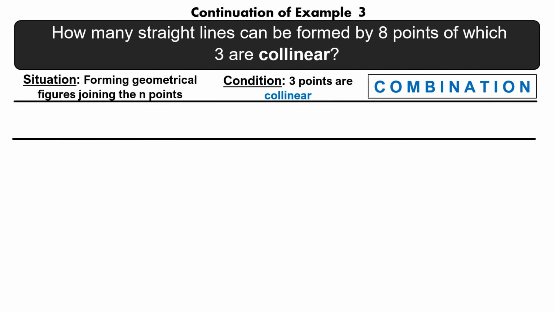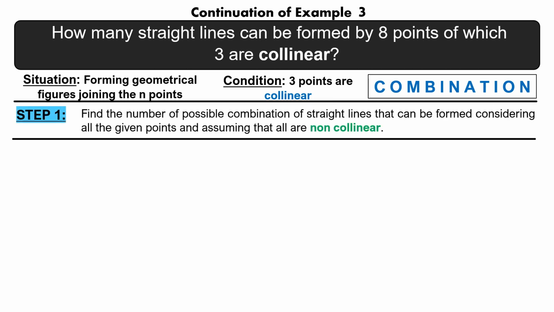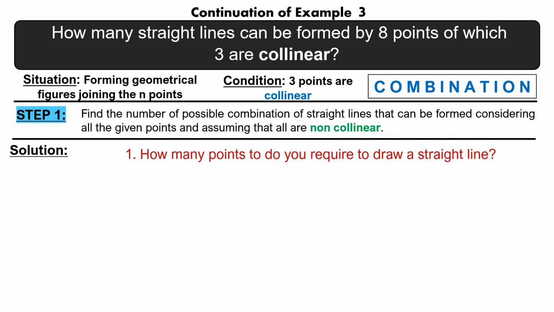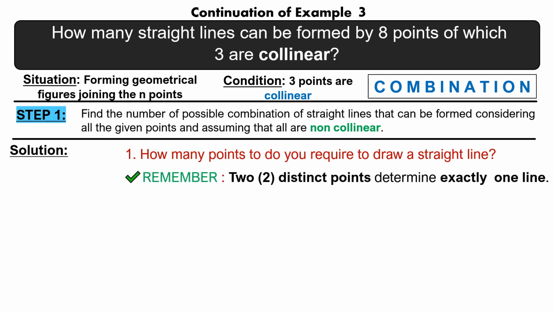Now, let us do step 1. Find the number of possible combinations of straight lines that can be formed, considering all the given points and assuming that all points are non-collinear. For the solution to this, it is important to recall first how many points you require to draw a straight line. Pauna ko lang ha, when we say straight line here, it pertains to a line segment, endpoint to endpoint. So there are 2 distinct points needed to determine or draw exactly one straight line.